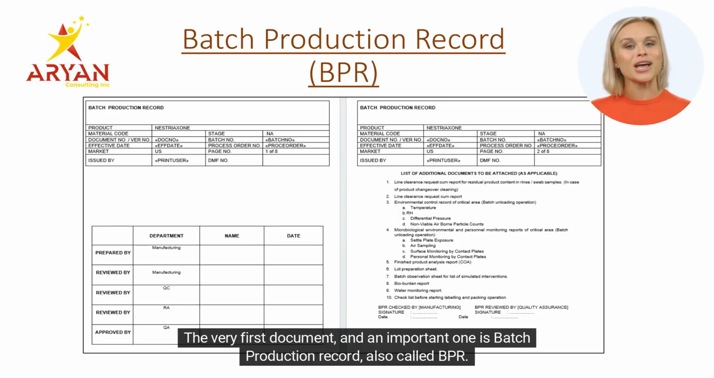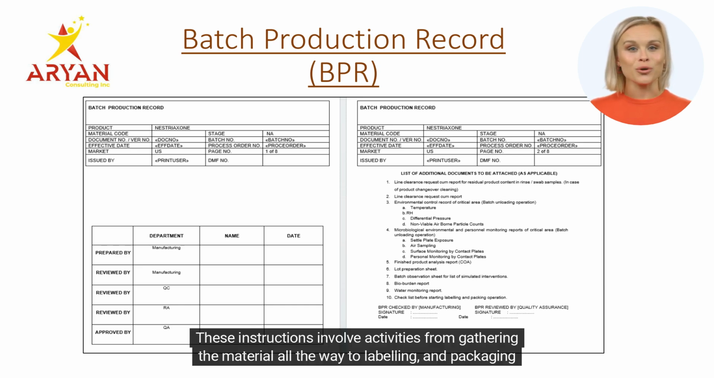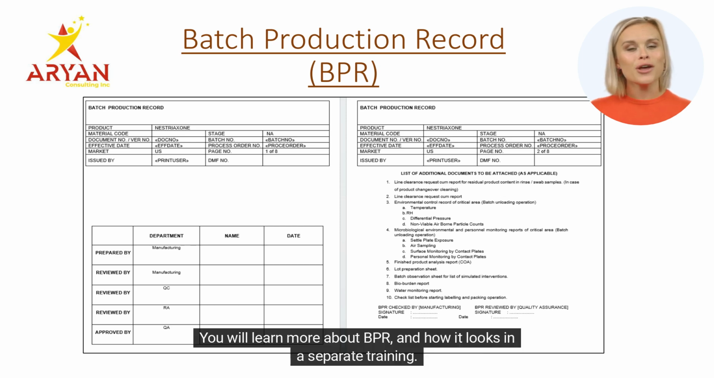The very first document, and an important one, is the Batch Production Record, also called BPR. This is a document where step-by-step instructions on how to manufacture a drug are written. These instructions involve activities from gathering the material all the way to labeling and packaging of a drug product and getting it shipment ready so it can be released into the market. You will learn more about BPR and how it looks in a separate training.